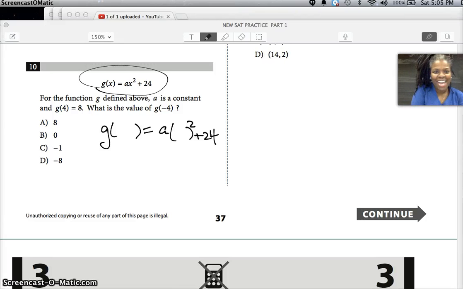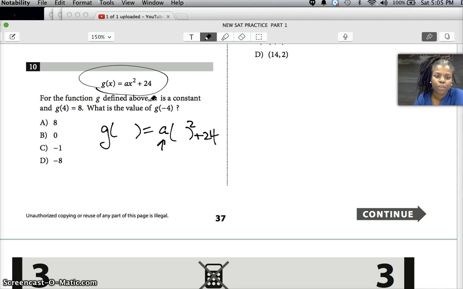Okay, so we're back and we're still looking at this problem. And when I see something like this, g of blank, well, g of x is equal to ax squared plus 24, I consider this to be g of something is equal to a times that thing squared. Notice I'm just replacing the x. Plus 24. Now the thing is, when you usually see this, you'll usually see a value here. You won't usually see two variables.